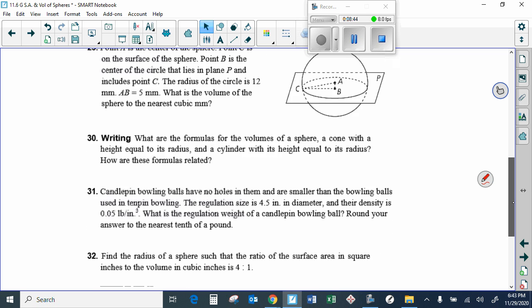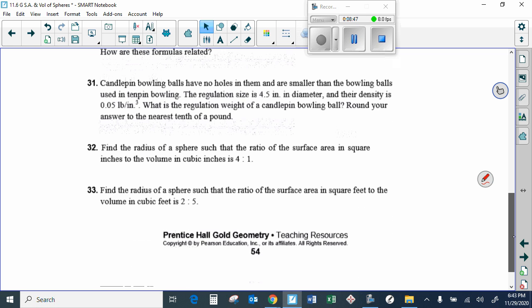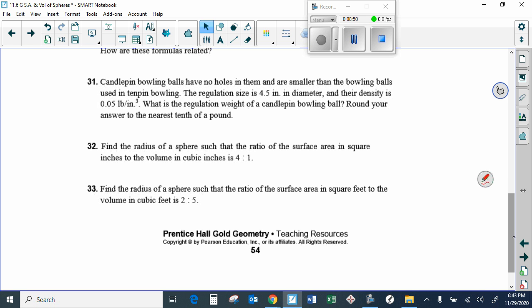Some more word problems for you. Here we go, 32 and 33. I was wondering when these were going to come in. They only throw them in here at the end. Find the radius of a sphere such that the ratio of the surface area in square inches to the volume in cubic inches is 4:1. So the surface area is like r squared over r cubed.